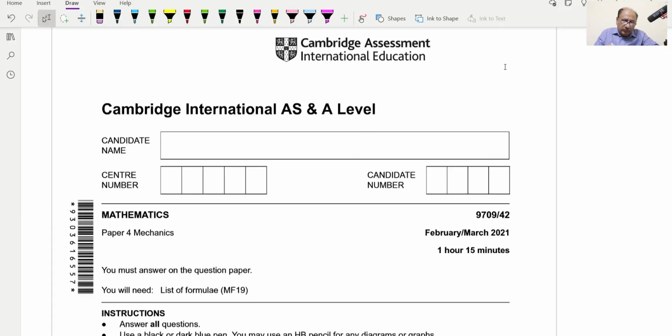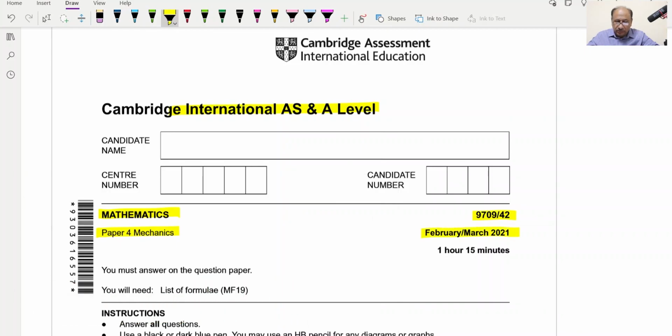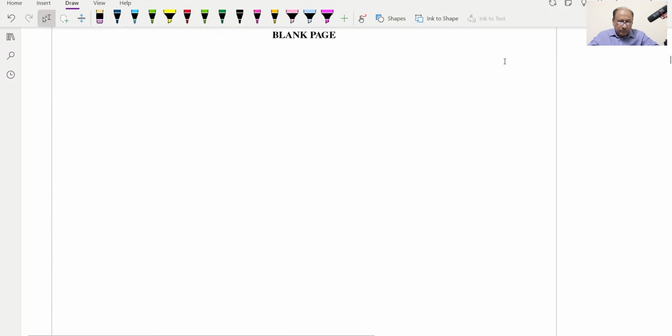Hello everyone. Today we'll be going through Cambridge International AS and A Level Mathematics Paper 4 Mechanics 970942 Feb March 2021. Let us move to question number 1.